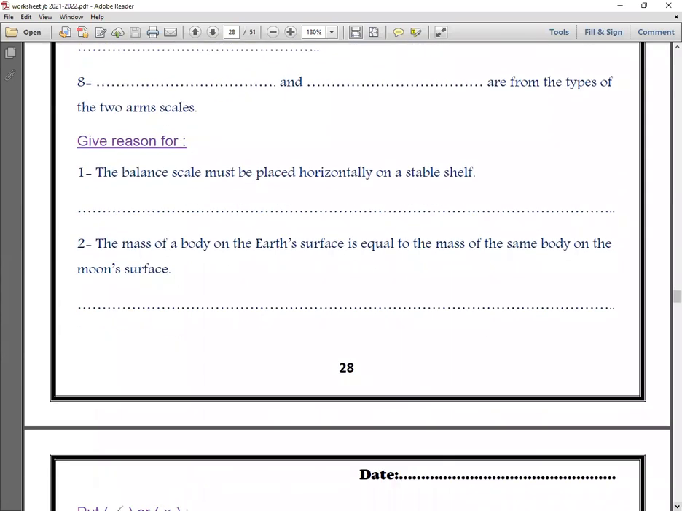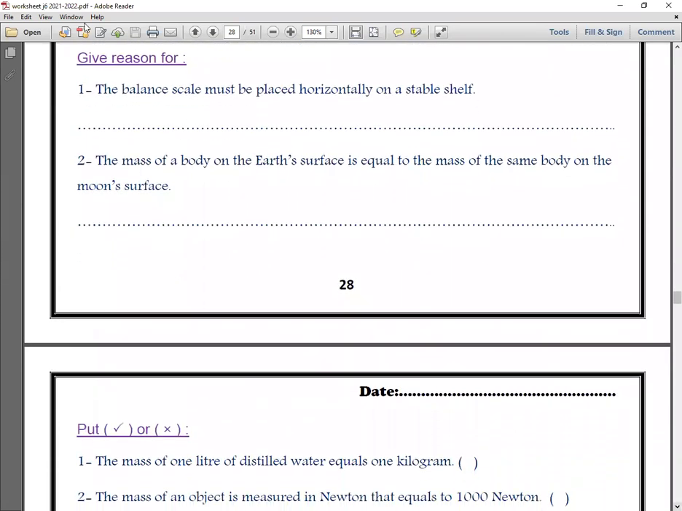Give reason: the balance scale must be placed horizontally on a stable shelf. Why must I put the balance scale on a stable shelf? To avoid any vibration of the balance scale.